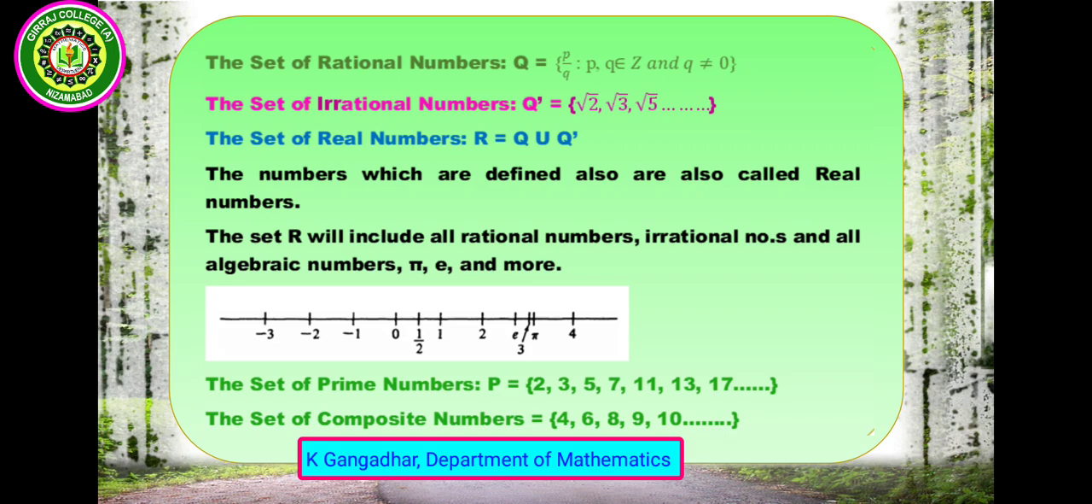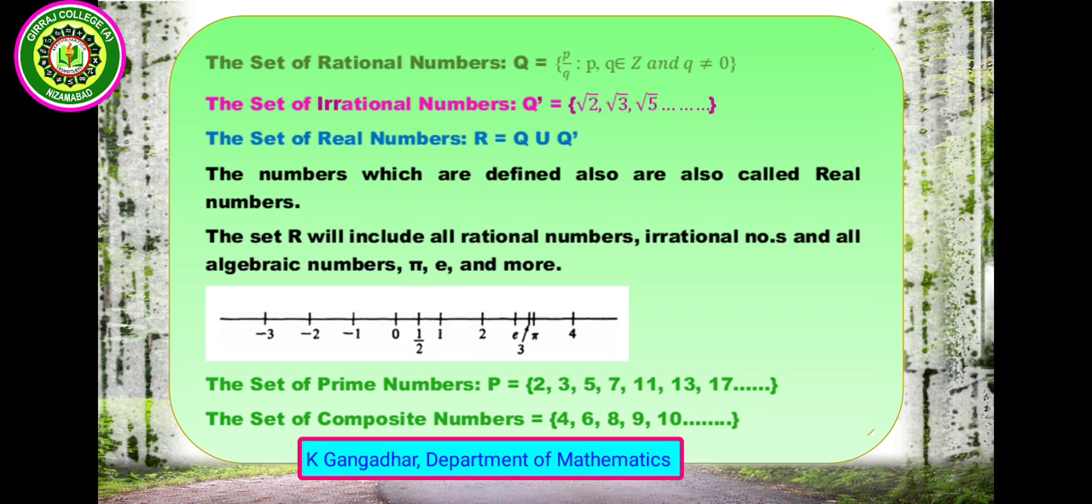Next number system, prime numbers. What type of numbers are called prime numbers? The prime number definition is a number which is divisible by one and itself only. A number which is divisible by one and itself only is called a prime number. Prime numbers start from 2, 3, 5, 7, 11, 13, 17, and so on.